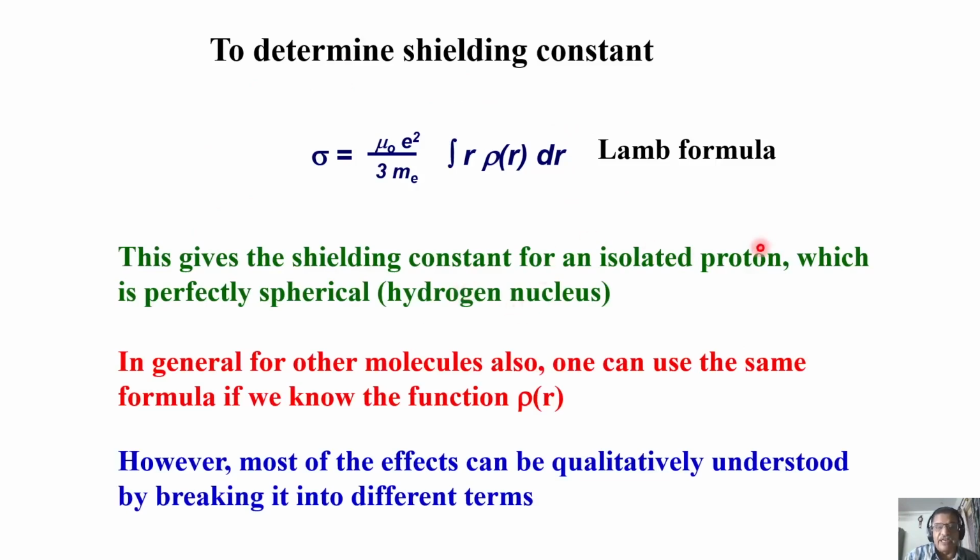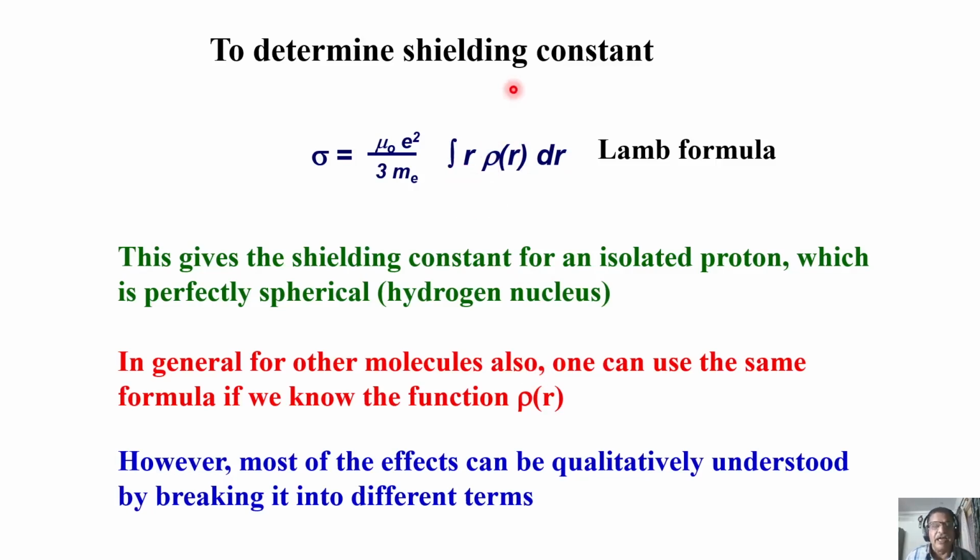This is Lamb's formula. This gives the shielding constant for an isolated proton which is perfectly spherical. Take a hydrogen nucleus, a proton. I showed you in the first example, a bare nucleus, no electrons at all. An isolated proton is always perfectly spherical. For other molecules also, in principle, you can use the same formula to generate this. But you must know a factor called rho of R. That is an important factor in this formula. It is not easy to know this for all the nuclei other than protons. But qualitatively, we know these values.